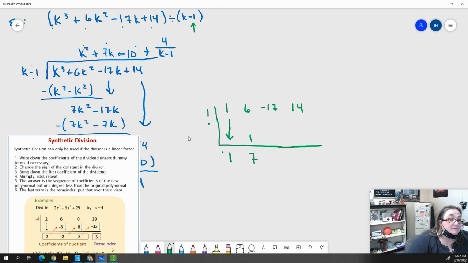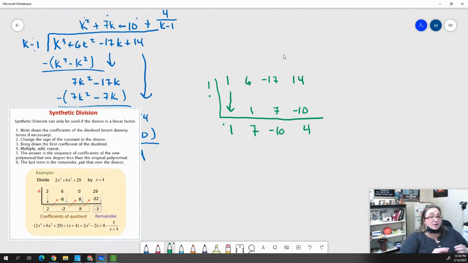Then I'm going to do the same thing. I'm going to multiply 1 times 7. Well, that's just 7. And when I add these two items together, I get negative 10. So 1 times negative 10 is negative 10. When I add these two pieces, I get 4. I'm going to show you the what about the k part. Right now, we're just dealing with the coefficients.